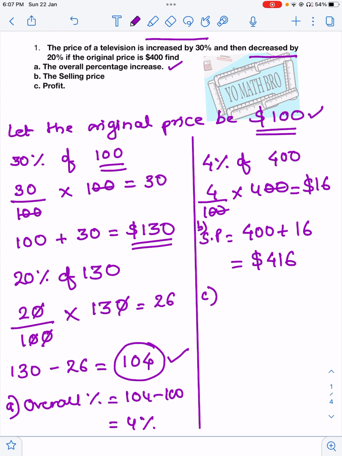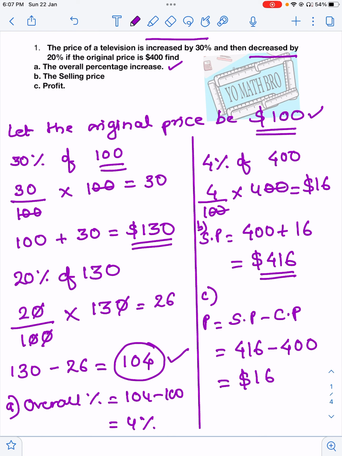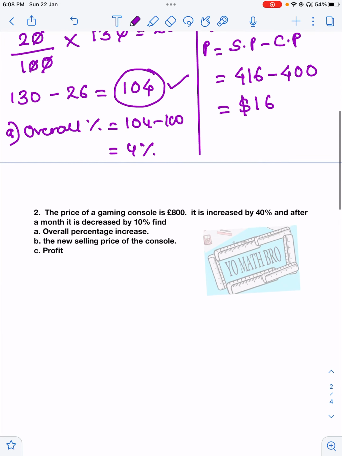Now, the television was originally priced at 400 and now it is sold at 416. So my profit is SP minus CP, that is selling price minus cost price. I get 416 minus 400, that is $16, which I had already got here, but still I did it separately. This is how you solve the sums in which there is recurring percentage. To get the concept more clear, let us take one more example.